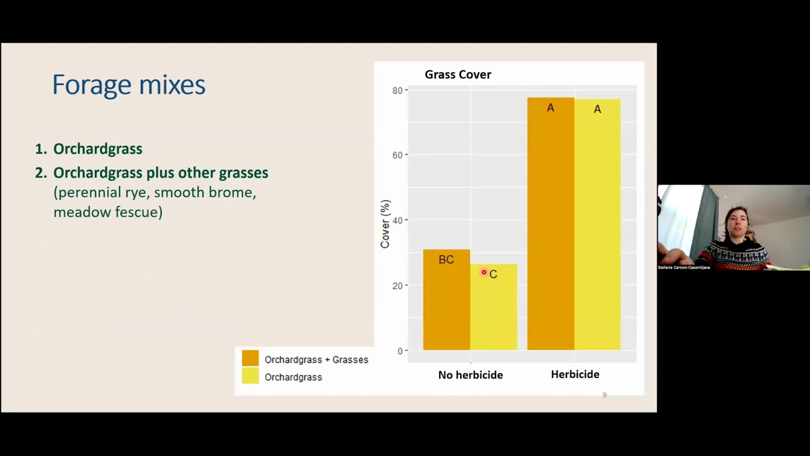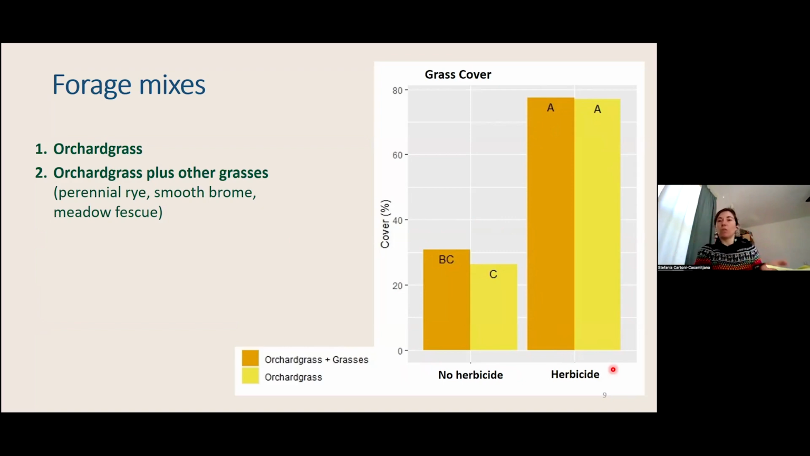So these are the results that we have, just comparing what happens if we have orchard grass and if we add these other grasses. On the left-hand side, we have the measurements done in the no herbicide area, and on the right-hand side, the measurements done in the herbicide area. Since we already established that we had better cover in the herbicide area, I will mostly talk about this.